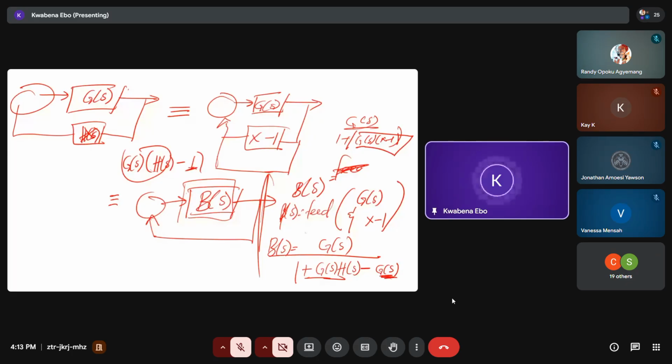So you just do this, and now this will become what you'll be using to find your KP, KV, and KA. I hope you all get it.